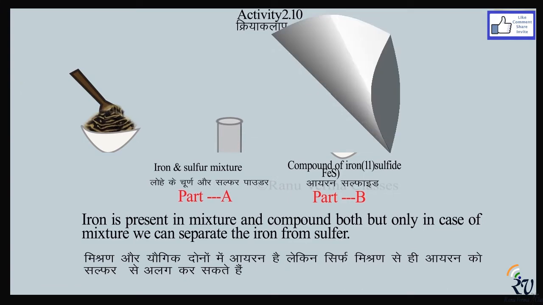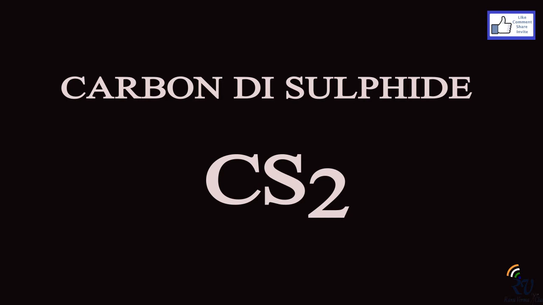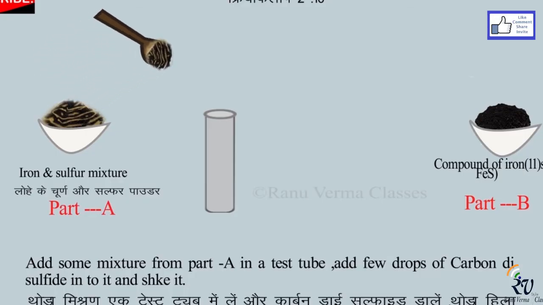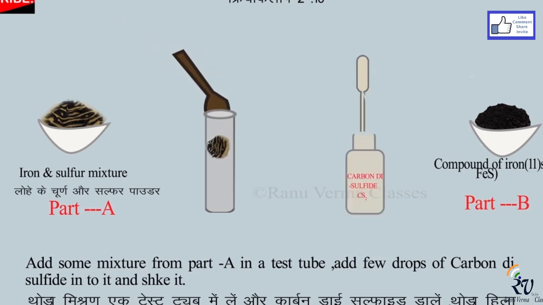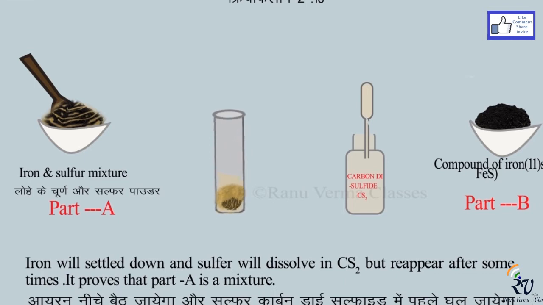Now applying another method to prove whether the given substance is a mixture or a compound. Here we are going to use carbon disulfide for this test. Now take the mixture of part A in a test tube and add carbon disulfide. Now sulfur will dissolve in carbon disulfide and reappear after some time, which means it does not lose its identity. And iron you can also see at the bottom. So again it is found that part A is a mixture.